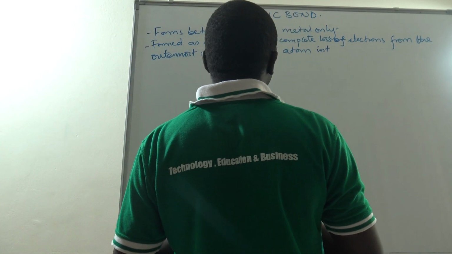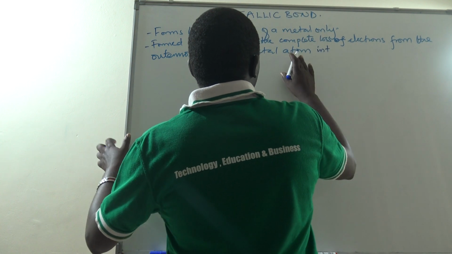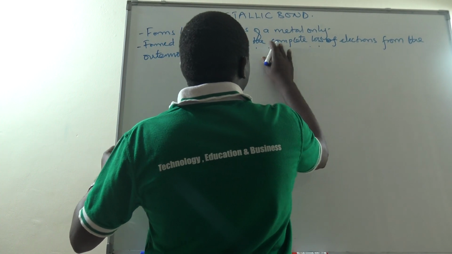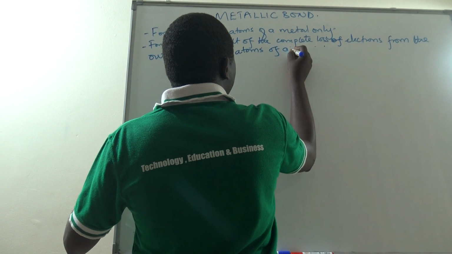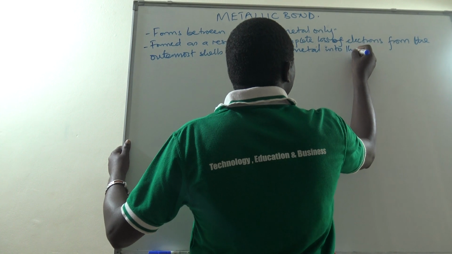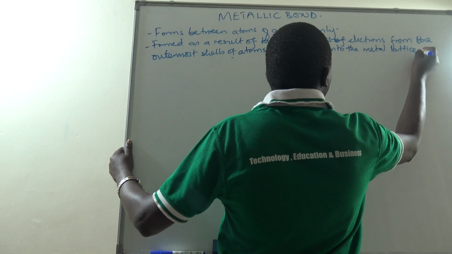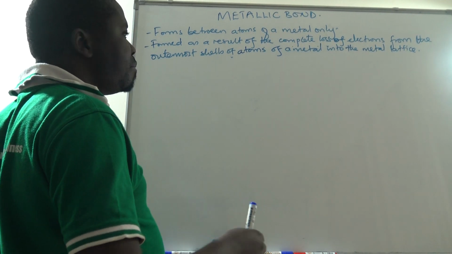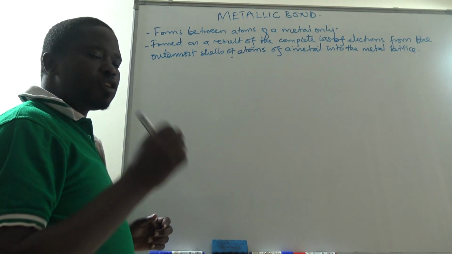So they are formed as a result of the complete loss of electrons from the outermost shells of atoms of a metal, since we deal with one metal. And where do these electrons go? Into the metal lattice. That means the electrons do not just escape and go outside or get lost completely. They remain within the metal lattice, within that metal, but they are not attached to any particular atom this time.